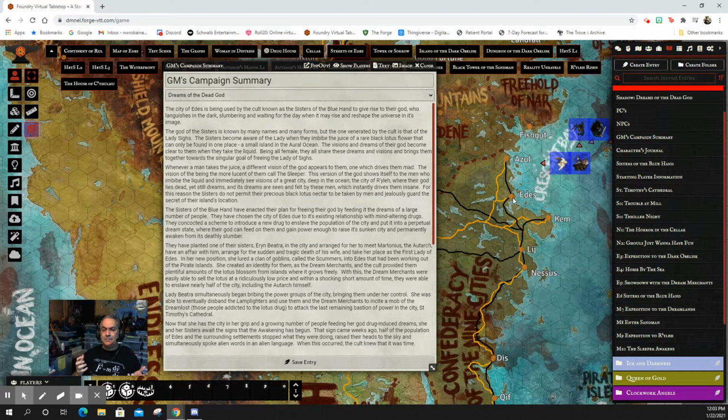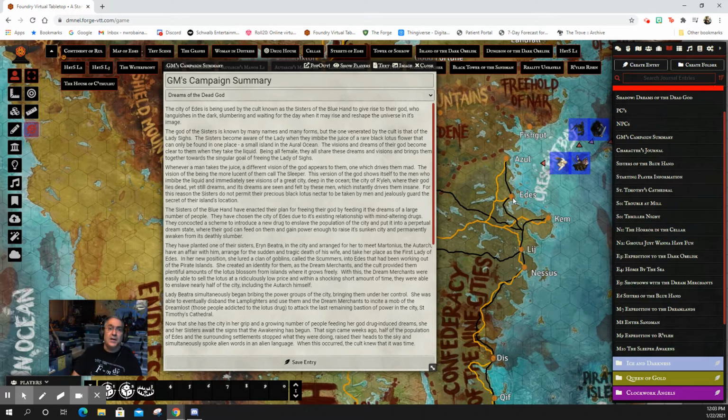But these were recreational drugs. They weren't drugs that were causing a whole lot of problem in the city of Eads. In fact, they were legalized by the autarch of the city because it was kind of like a tourist attraction. This is where you come to if you want to get high and have fun. So Eads was that type of city. Knowing this, the Sisters of the Blue Hand knew that it would be fairly easy for them to introduce a new drug and have it spread like wildfire through the city.